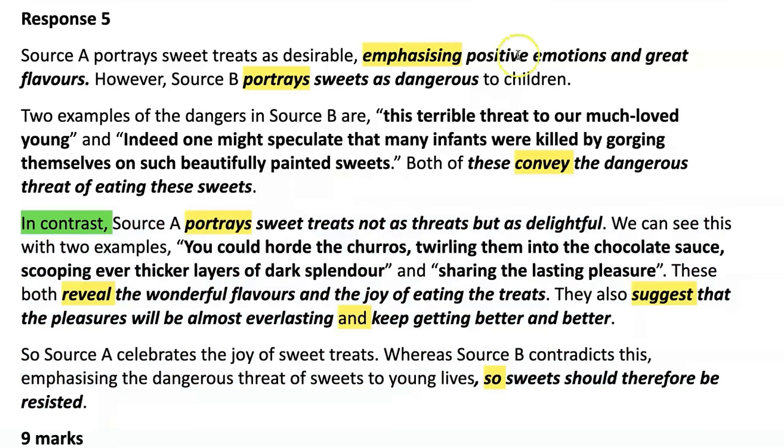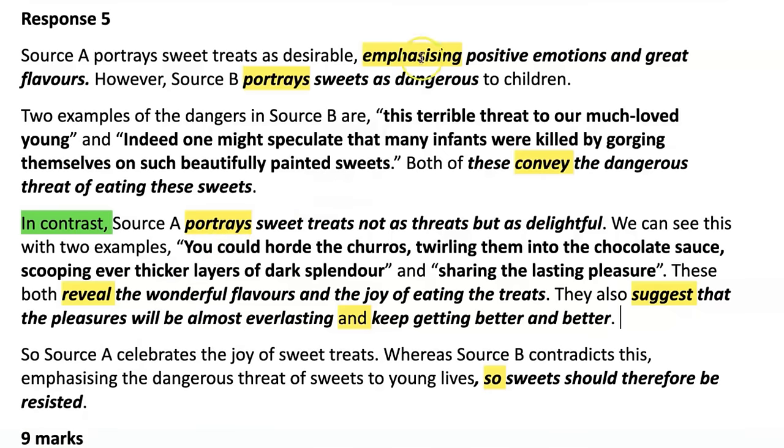The other thing I've done is italicize every single explanation, so you can see how many explanations there are in the student's writing. If you're the sort of person who wants to know how many paragraphs, well, 4 paragraphs is going to get you 9 marks out of 16, which is going to be touching grade 7.